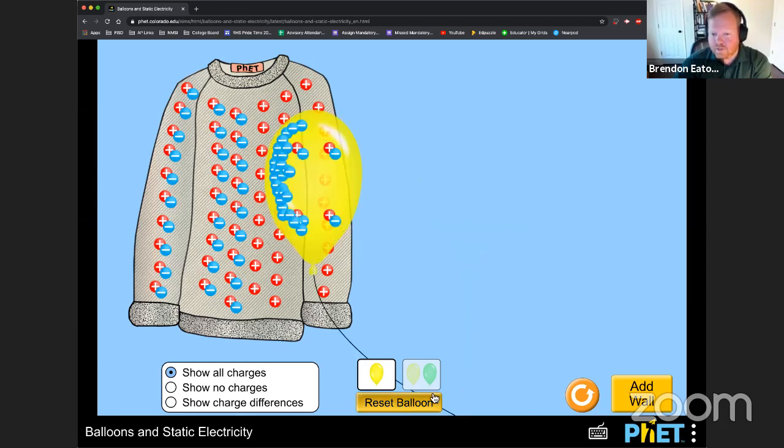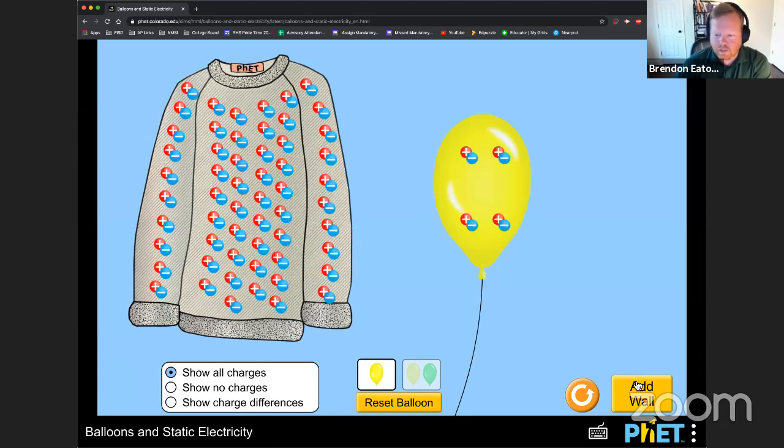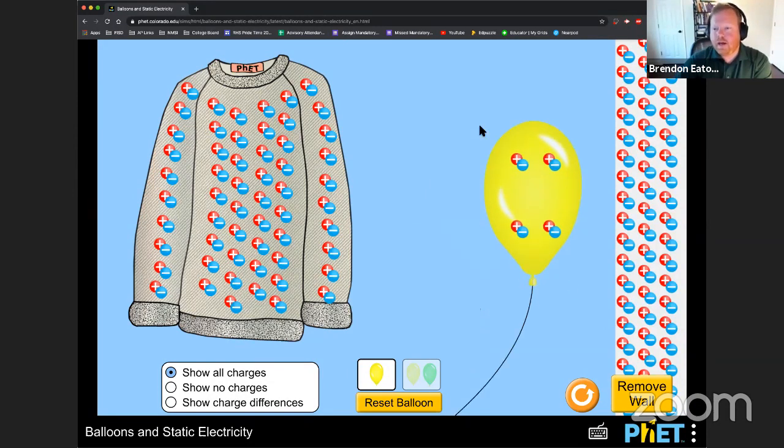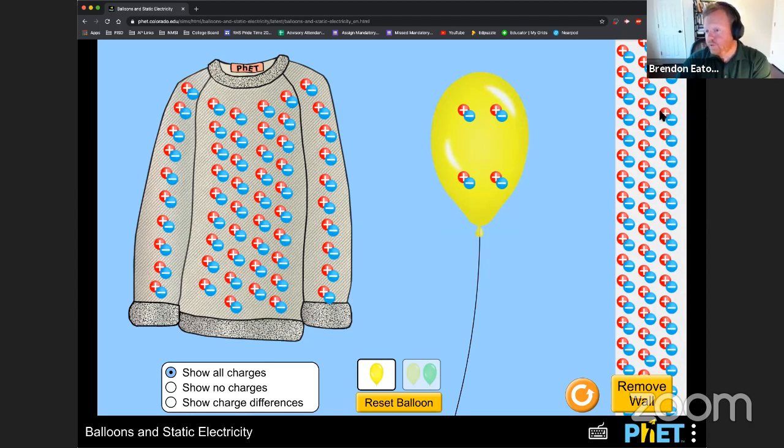All right, so let's reset the balloon. And I'm going to add the wall. So there's this wall of unknown material, but I have a net 0 charge on the wall, net 0 charge on the balloon, and 0 charge on the sweater. Are there charges? Yes, but the net charge is 0 on those.